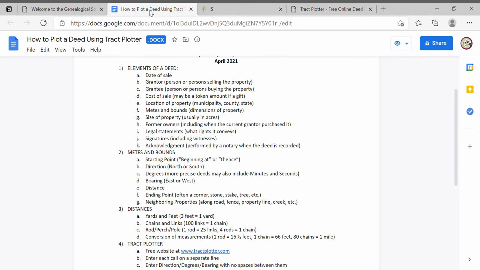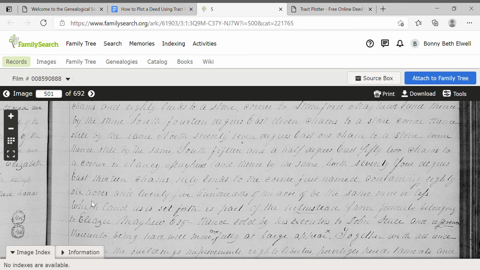So if we look back here at our list, you see that the next thing after those metes and bounds is the size of the property. We found that when it said 86 acres.